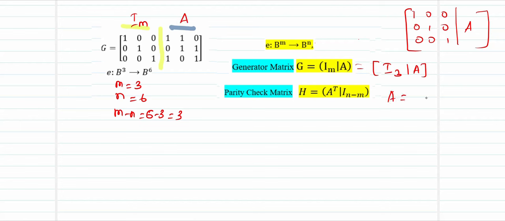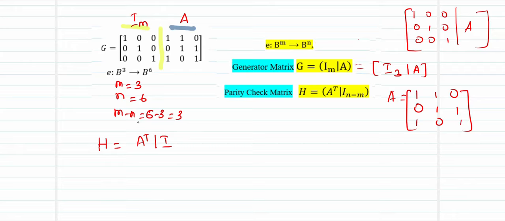A is going to be 1, 1, 0, 0, 1, 1, 1, 0, 1. So this A I have extracted now. Now I am going to form my parity check matrix H. What is the format for H? H is given by A transpose augmented with I(N minus M).